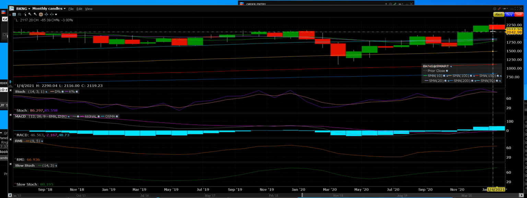Market data connection lost. It there on the monthly, well, we go a whole lot lower.